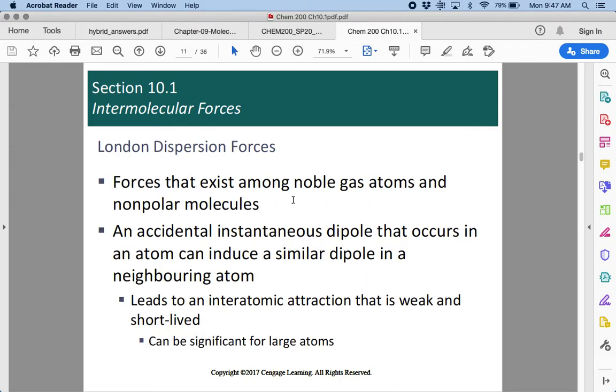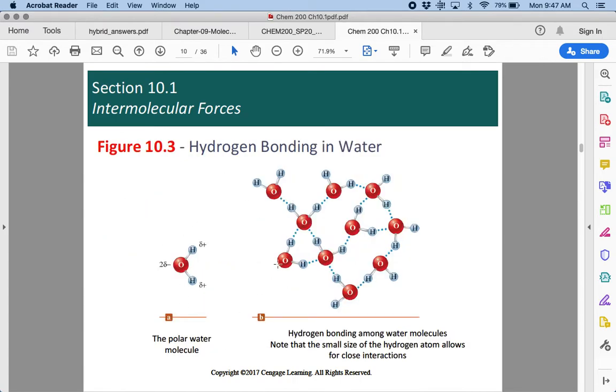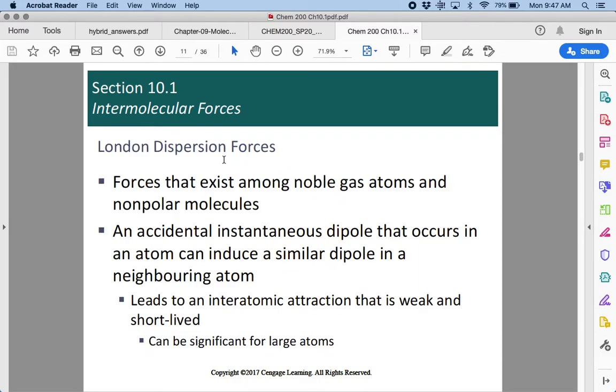The weakest of these intermolecular forces that we're going to talk about are London dispersion forces. These are also called instantaneous dipoles. And these exist in everything, okay? So our water has London dispersion forces, dipole-dipole interactions, and hydrogen bonding interactions. London dispersion forces are the weakest of those. And for nonpolar compounds, this is the only kind of intermolecular force they have.